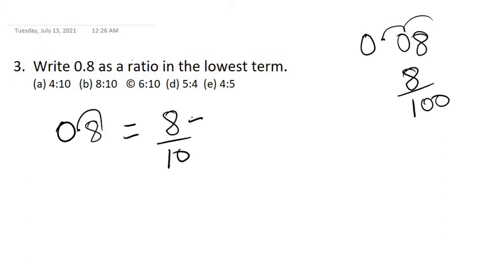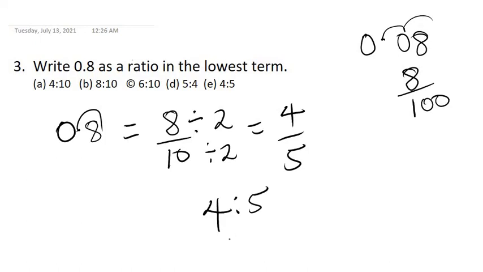Let's reduce this to the lowest term by dividing both sides by 2. 8 divided by 2 is 4. 10 divided by 2 is 5. 4 divided by 5 simply means 4/5.